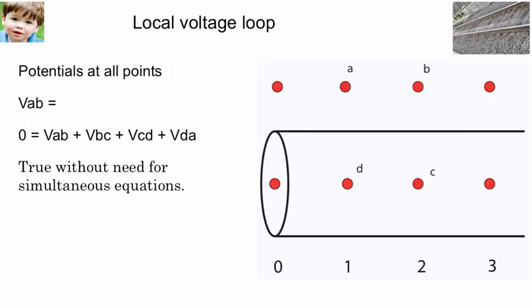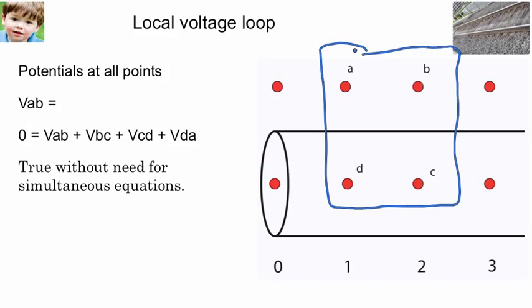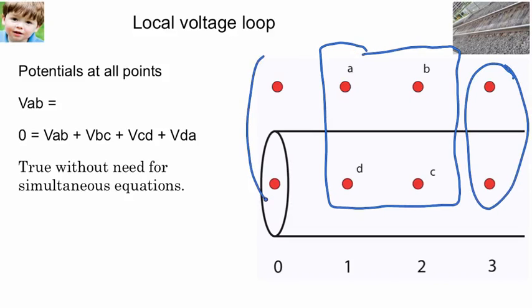Now you notice something about that process. It was a simple process, a straightforward process. We did it for a set of 4 points that are out here in the middle, and we could do it without reference to whatever is happening over here on the right or over here on the left or anywhere else along the fiber. That is, we can complete that voltage loop without having to be concerned about what's happening elsewhere.